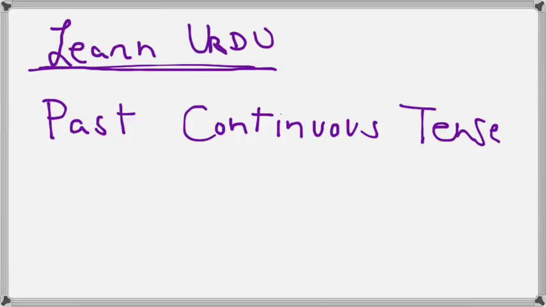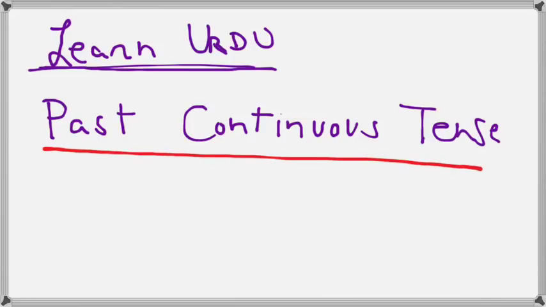In today's video tutorial, we are going to discuss past continuous tense in Urdu. How do we identify past continuous tense and how do we make different phrases in simple, negative and interrogative forms. Let's start. Past continuous tense is called fail mazi.